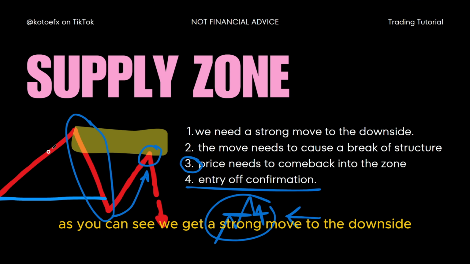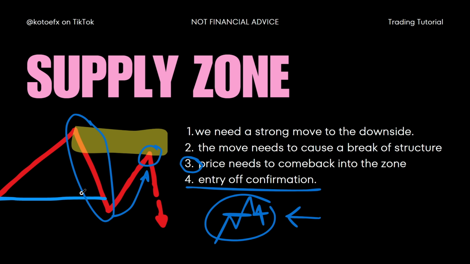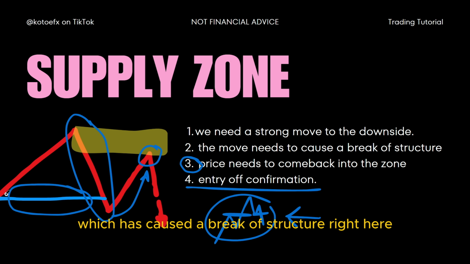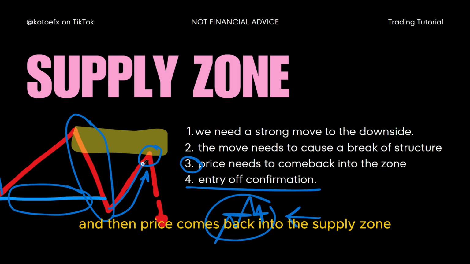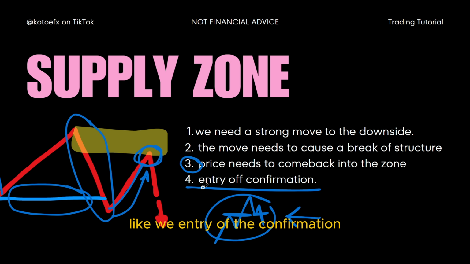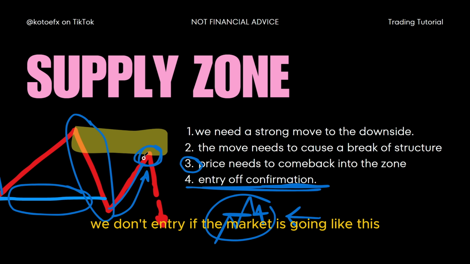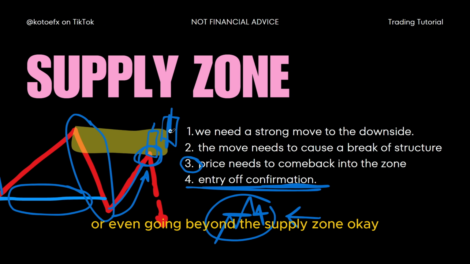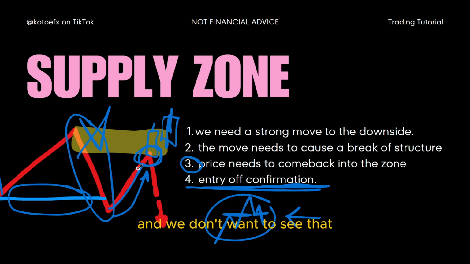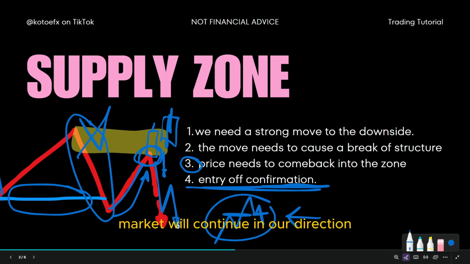As you can see, we get a strong move to the downside, which has caused a break of structure right here. This is the previous low, okay? And then price comes back into the supply zone, rejecting it in any type of way, and we enter off the confirmation. We don't enter if the market is printing big candles at the supply zone, or even going beyond the supply zone. That will make the supply zone invalid and we don't want to see that. So price needs to give us clear signals that it wants to react to the downside. And then, obviously, the market will continue in our direction.